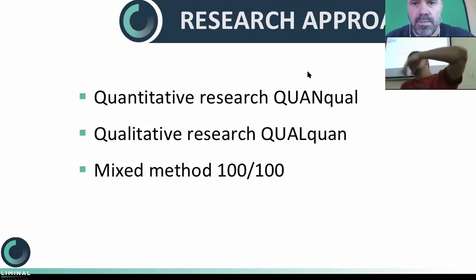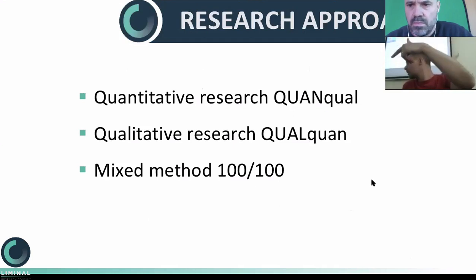So if I look at this whole thing, the quantitative, the top one, will be mostly positivistic research. And the second one will mostly be interpretative research. But in the third one, it's almost like having two different studies. Post-positivist?